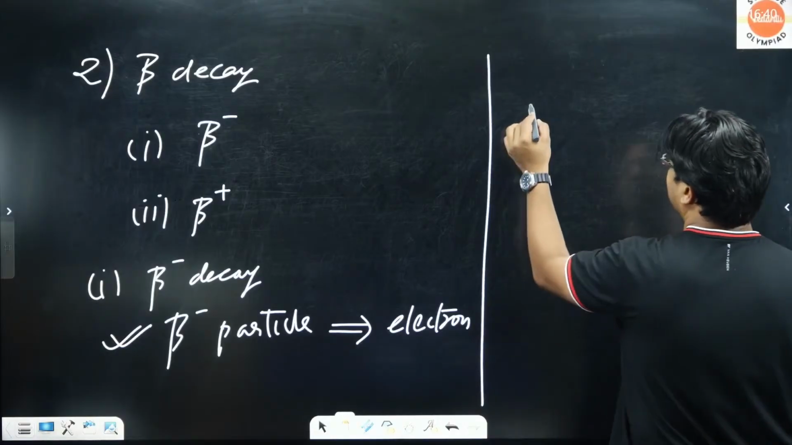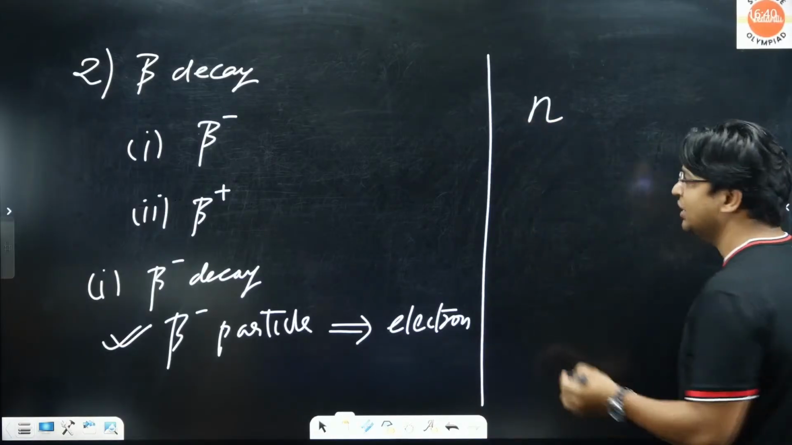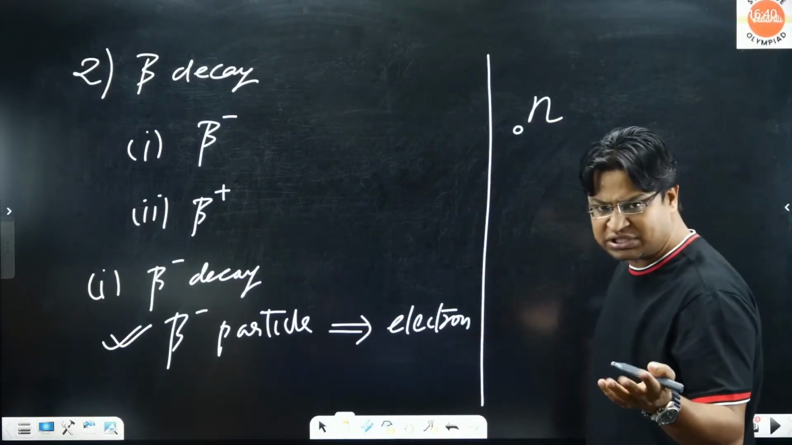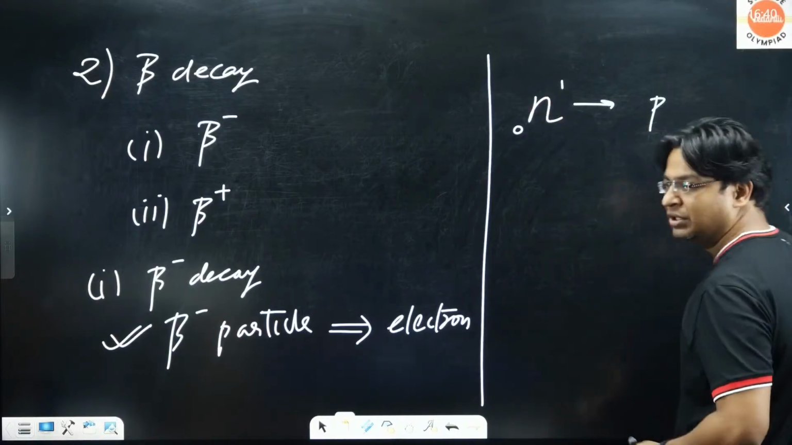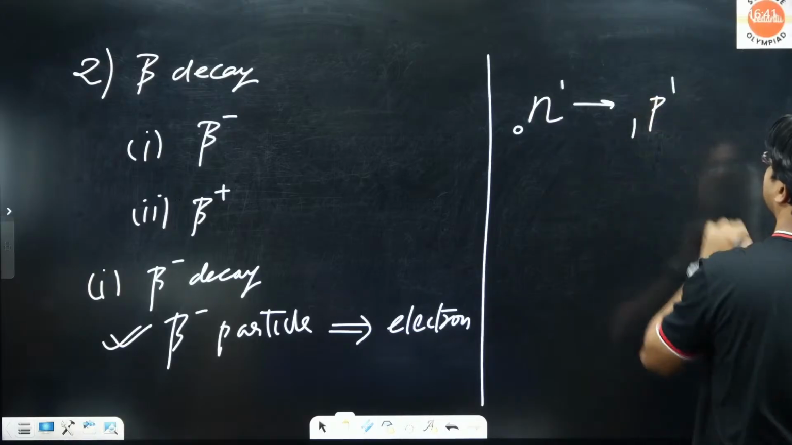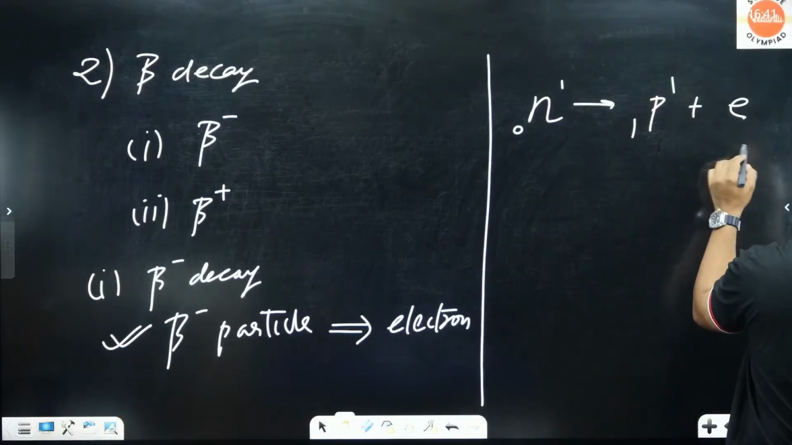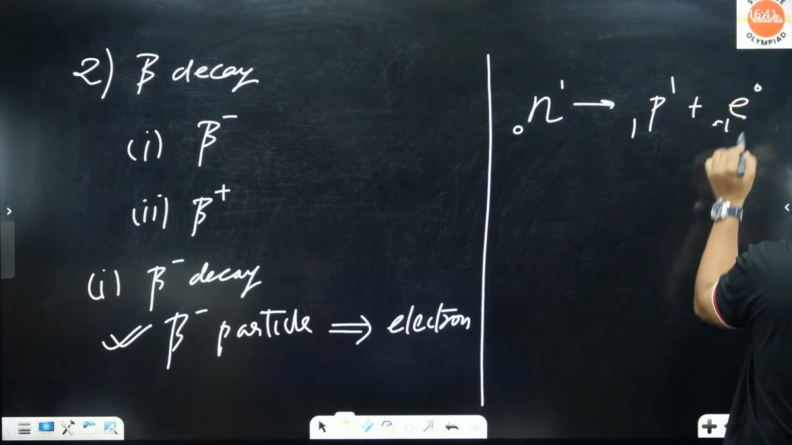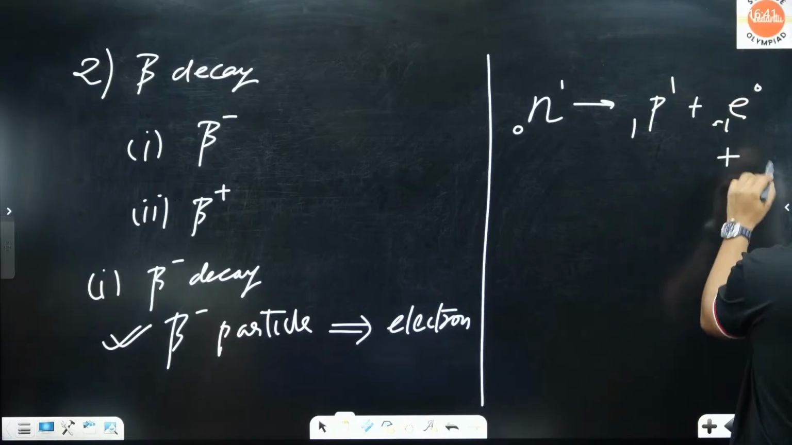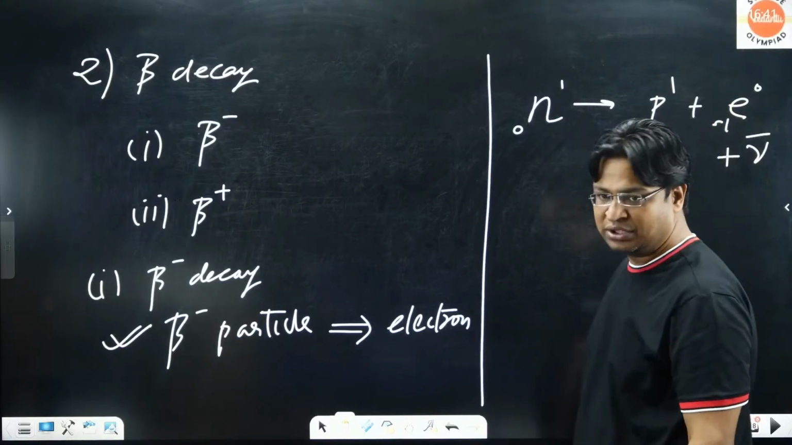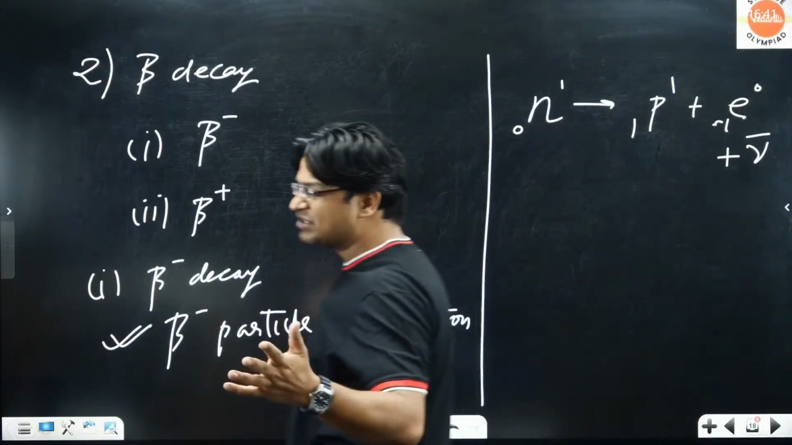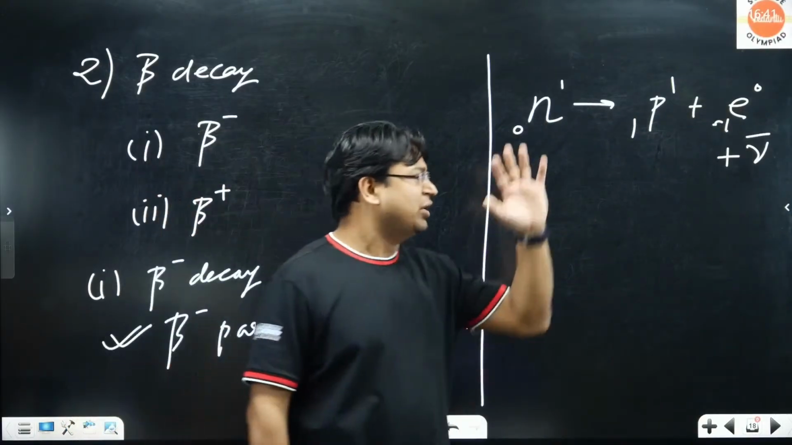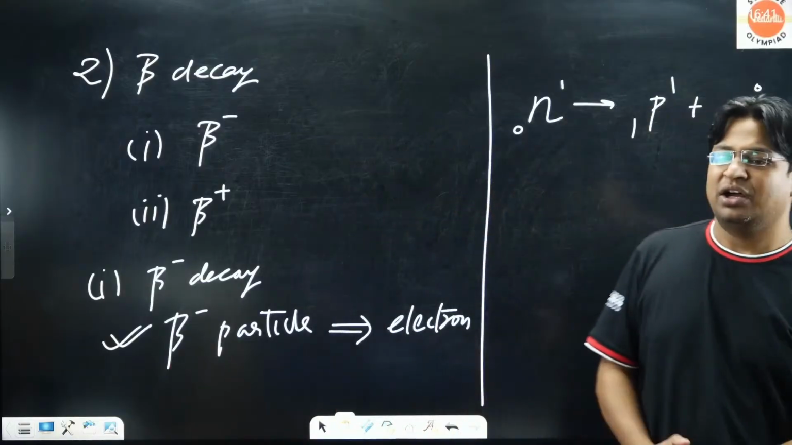So what happens is that a neutron, which has atomic number 0 because it doesn't have any charge, and a mass number of 1, converts into a proton, which has the atomic number 1 and a mass number 1, and it converts into an electron. And there is another particle into which it converts, which is called an antineutrino. Okay, you can forget about antineutrino right now. Antineutrino is a chargeless and massless particle. You haven't come across antineutrino yet, so you can just forget it.